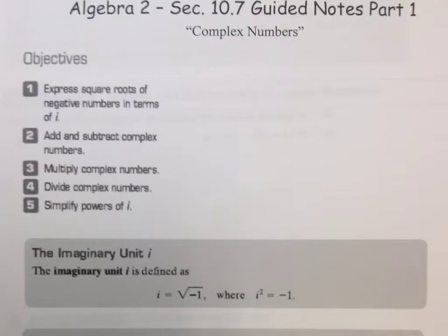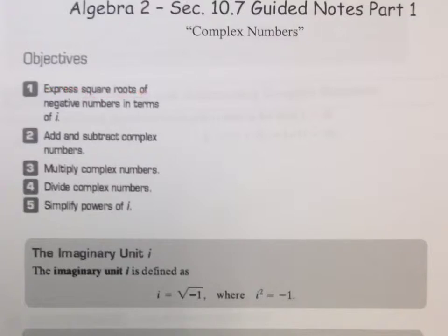Today we're doing section 10.7, part 1, which is complex numbers. And of the objectives, we're going to do 1 and 2 today. And in the next couple of lessons we'll do objectives 3, 4, and 5. So let's look at what objective 1 is.